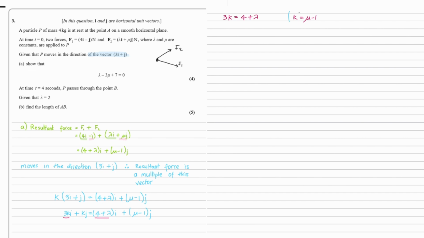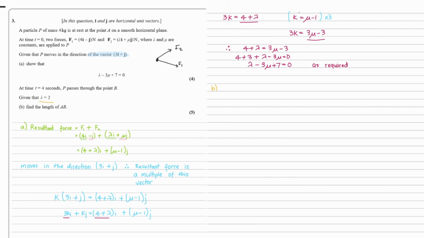In order to eliminate the k so that we can just work with lambda and mu, we can multiply this second equation by 3, which will make it 3k is equal to 3 mu minus 3. So if 3k is equal to 4 plus lambda, and 3k is also equal to 3 mu minus 3, we can therefore equate both of these to say 4 plus lambda is equal to 3 mu minus 3. If we then move everything onto the left-hand side, we will have 4 plus 3 plus lambda minus 3 mu is equal to 0. And to put it in the form that they have asked for in the question, we will first put the lambda minus 3 mu, and we can simplify the 4 plus 3 to give us plus 7, and this is equal to 0, as was required for part A.